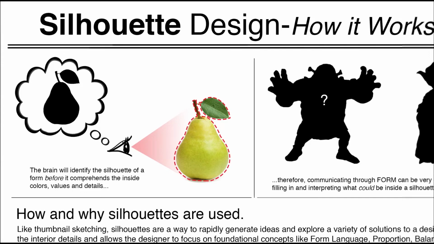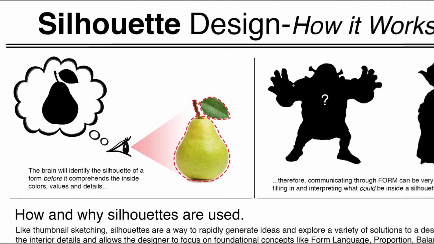Well, hi there, students. Today we're going to explore silhouette design, how it works, and a variety of different techniques to achieve it. So what is a silhouette? A silhouette is the outside of a form or a mass, and we as designers exploit this in order to achieve a clear read with our design. So how does this work?